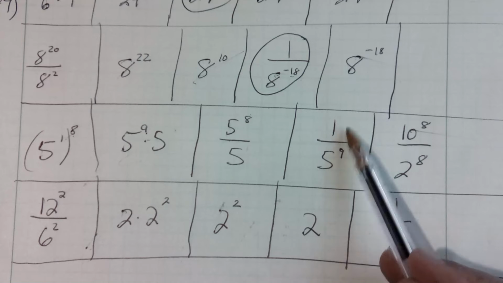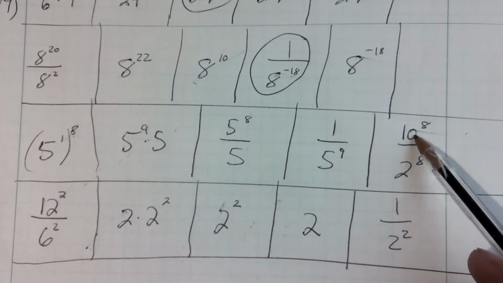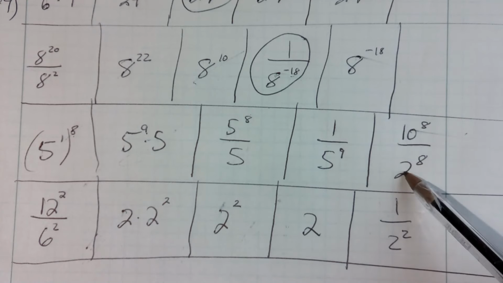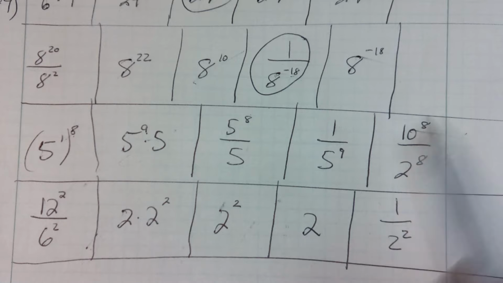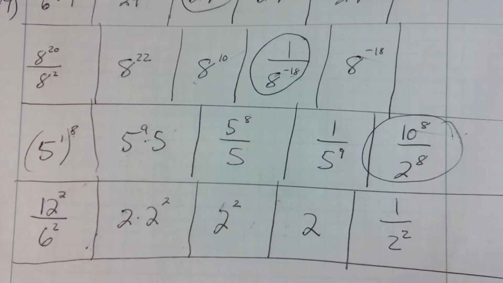That doesn't work. But what's 10 to the 8th over 2 to the 8th? Different bases, same exponent. I can actually do the 10 divided by 2. That's 5 raised to the 8th. This is equivalent. It's being able to see equivalent expressions.